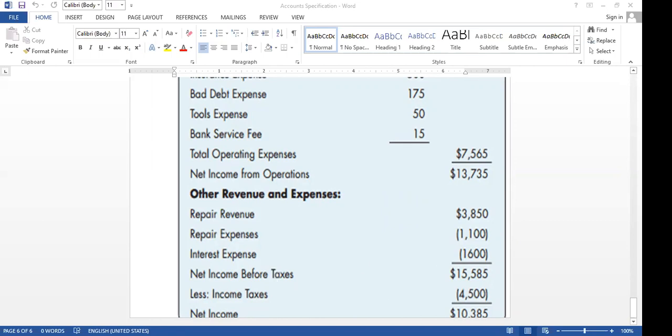After that, we have to pay the income tax, and we deduct the income tax from net income before tax and get the net income or net profit. Net income or net profit is the last amount in the statement. This is a profit. It's a plus amount, not a minus amount. Sometimes it may be given as a minus item, and then we call it a net loss.